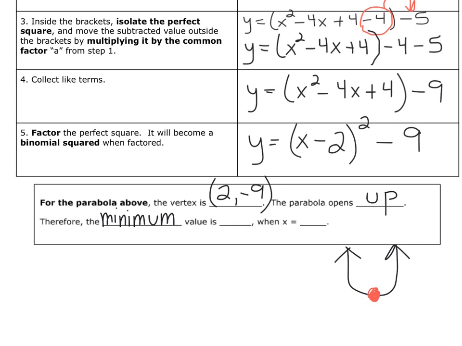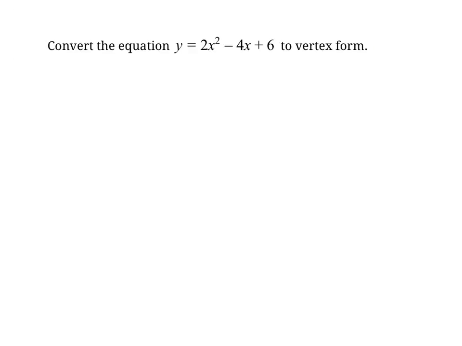Our lowest point is going to be down here where the vertex is at (2, -9). They want to know what that minimum value is. Well, the minimum value is just the y value of your vertex. So our y value is -9, right? The lowest point that our parabola can get to is -9. And this happens when our x value is 2. So you only get that minimum value of -9 when your x value is 2.